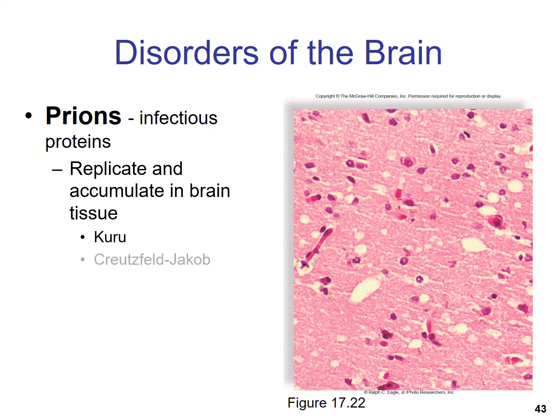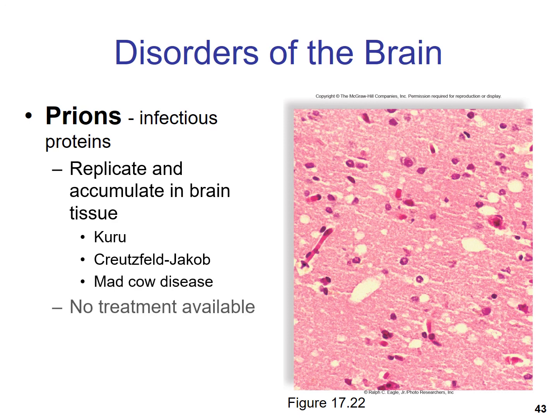Some of the diseases are Kuru and Creutzfeldt-Jakob, which is the human version of mad cow disease. There's no treatment available at all for this because there's no way to stop these things once they get started. It's something that happens on the molecular level, and so once this starts, basically you're on the clock. There's no treatment available for it whatsoever, and they are invariably fatal.